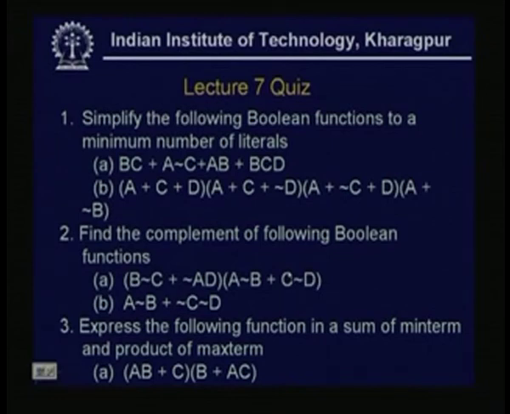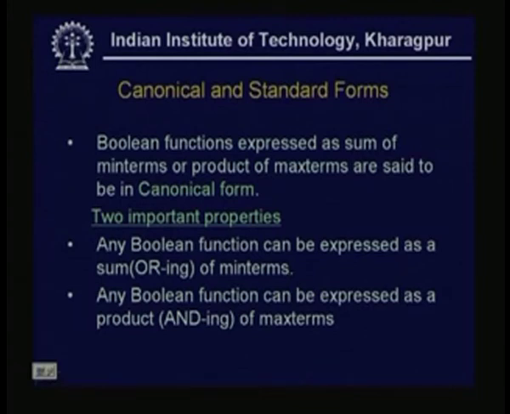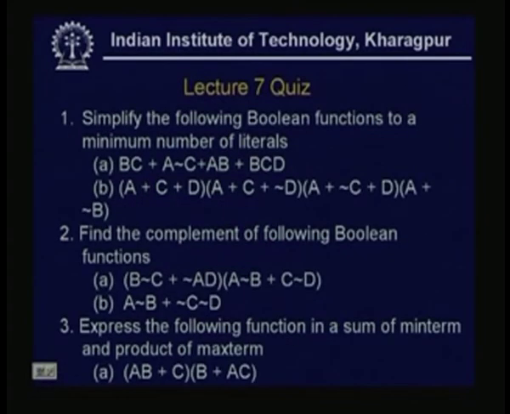Now, today we end this lecture. Again we will continue next day, but let us see some quiz questions based on this lecture. This is the lecture 7 quiz: simplify the following Boolean functions to a minimum number of literals. That means, this is nothing but the minimization of the Boolean expressions using the postulates and the theorems.